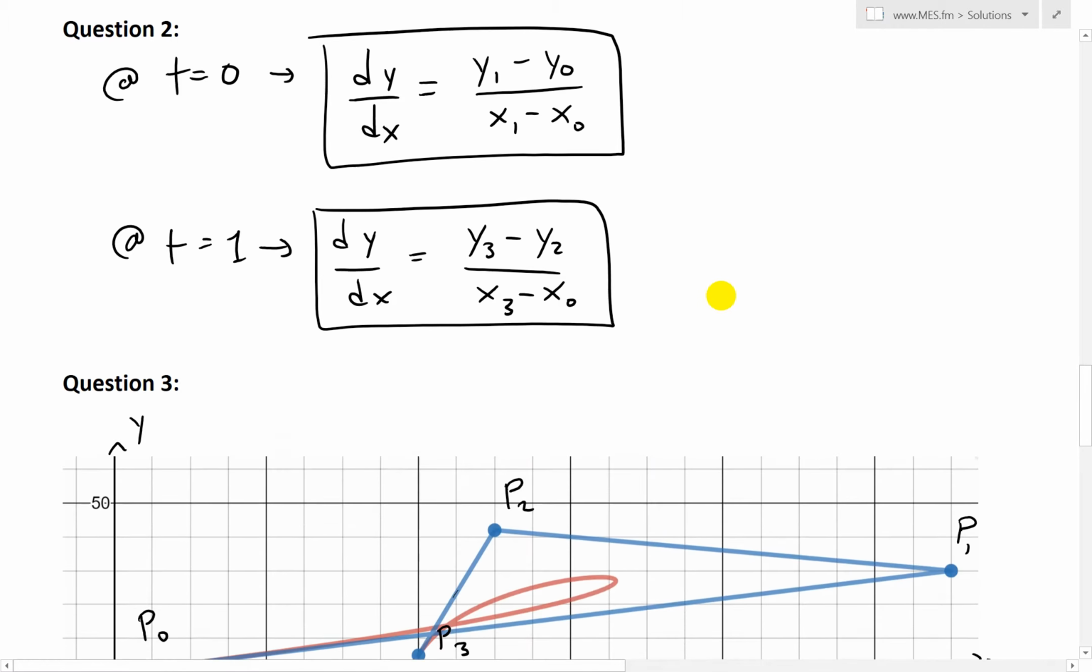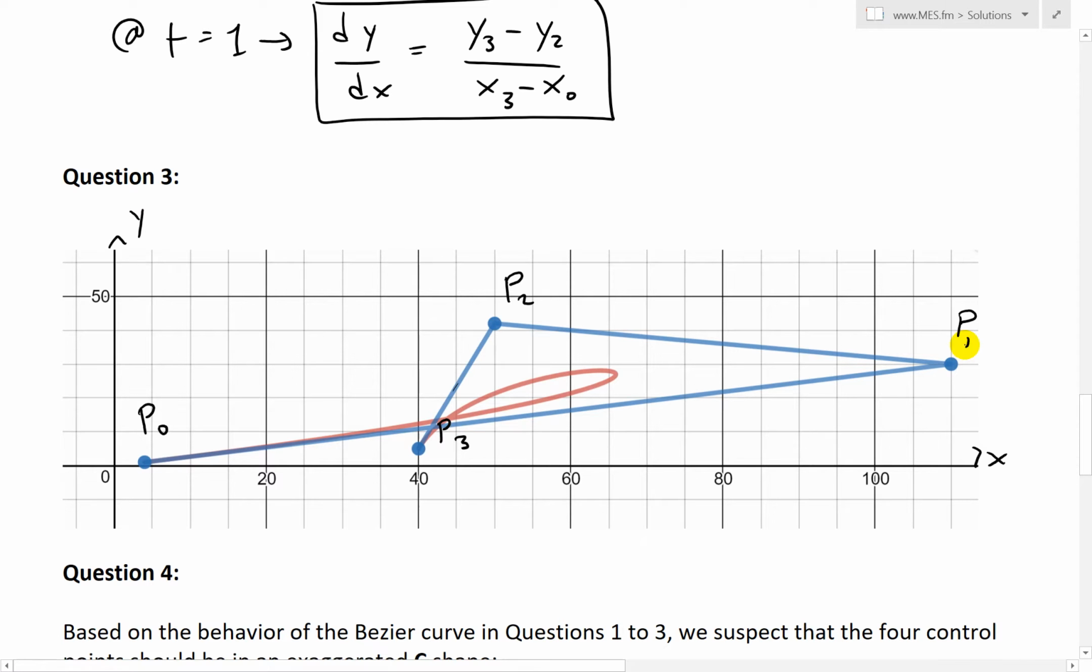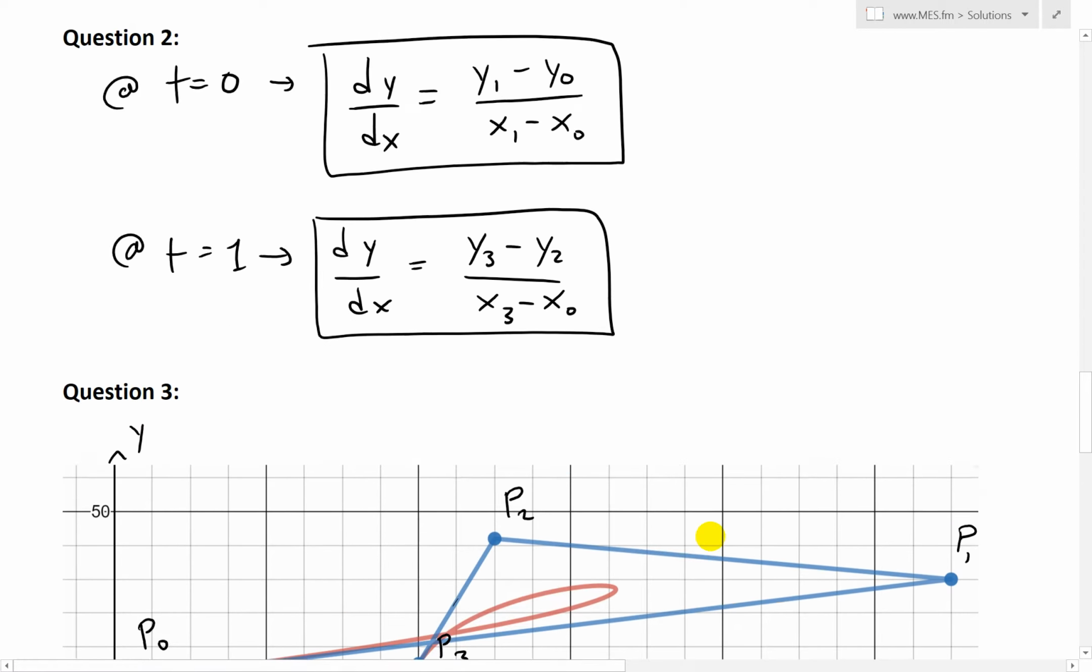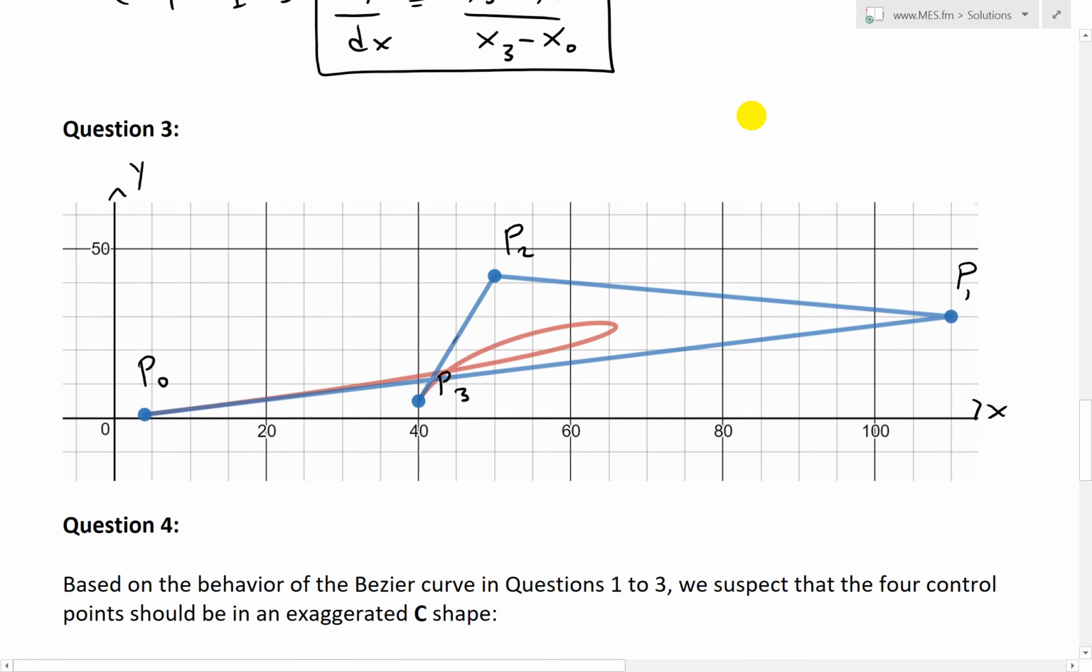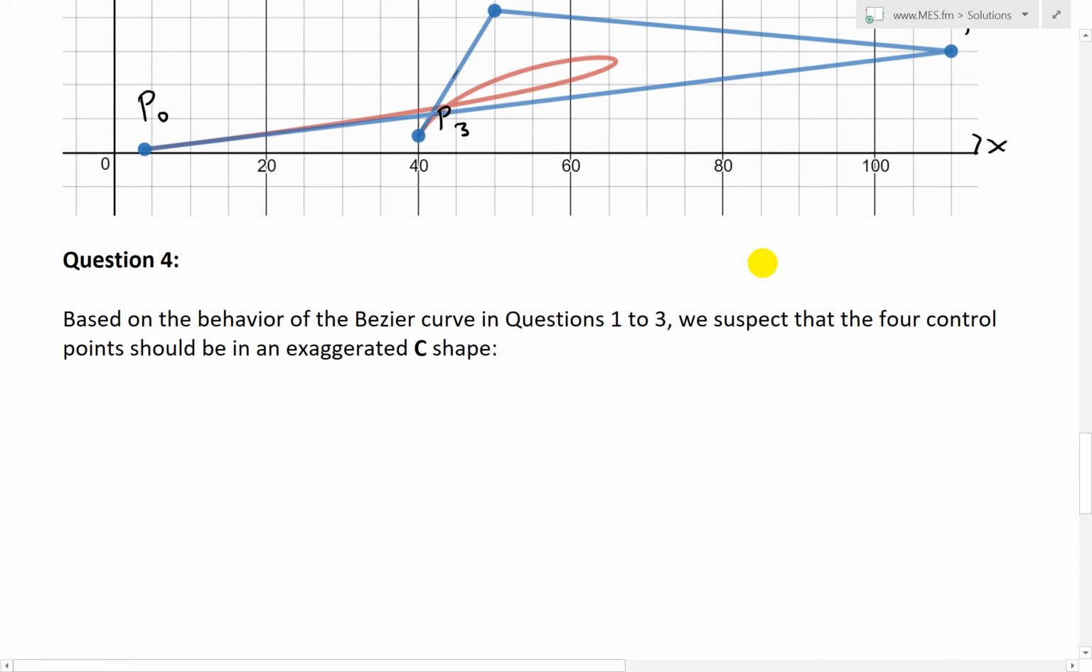So check those videos. And then in question 3, I showed that by moving the second control point P1, that's this one here, if we move it to the right, like that, we get a loop like that, which is pretty cool. And now question 4 states, based on the behavior of the Bezier curve in questions 1 to 3, we suspect the 4 control points should be in an exaggerated C shape.